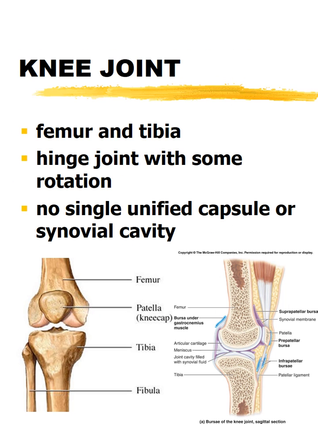The knee joint is the largest and most complex diarthrosis of the body. It primarily functions as a hinge joint, but when the knee is flexed, it's also capable of slight rotation and lateral gliding. The bones that articulate with this joint are the femur and tibia, as well as the patella. And there is not a single unified capsule or synovial cavity that makes up the knee joint.